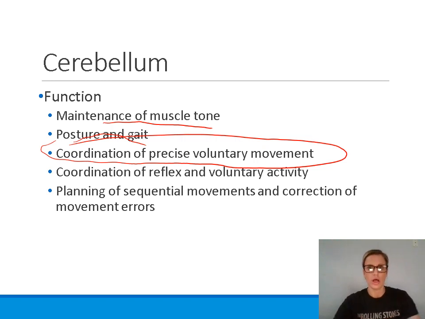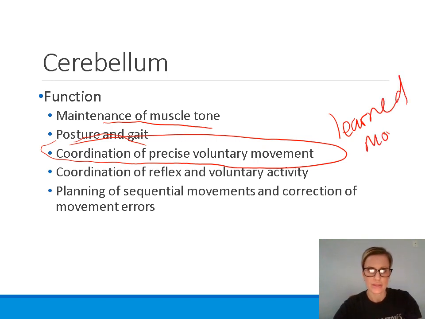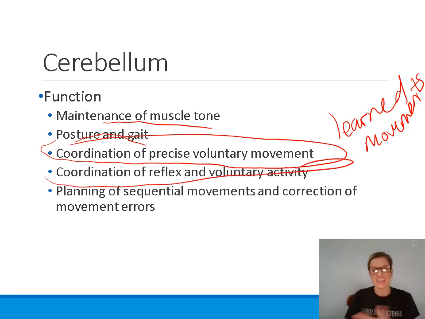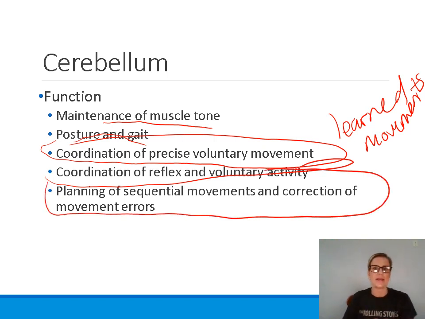So these are learned movements that require a lot of coordination of a lot of different muscles in sequential order. So again, coordination of reflex and voluntary activity, planning of sequential movements, and correction of movement errors.